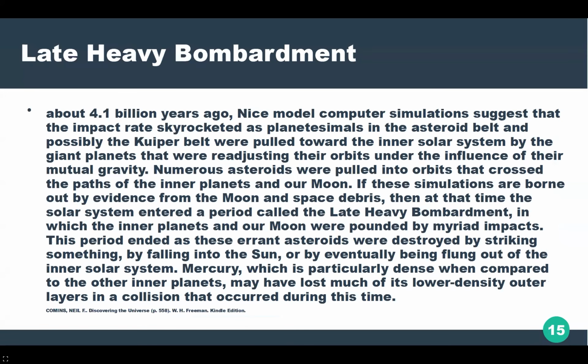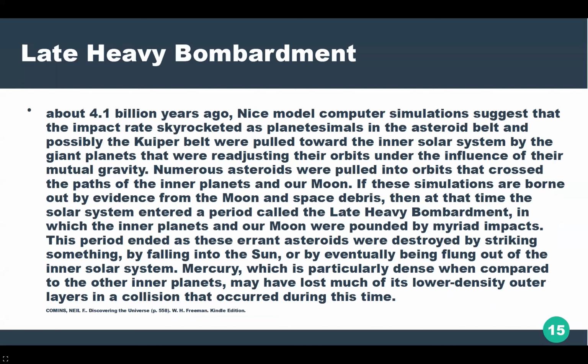About 4.1 billion years ago, NICE model computer simulations suggest that the impact rate skyrocketed as planetesimals in the asteroid belt and possibly the Kuiper Belt were pulled toward the inner solar system by the giant planets that were readjusting their orbits under the influence of their mutual gravity. Numerous asteroids were pulled into orbits that crossed the paths of the inner planets and our moon.